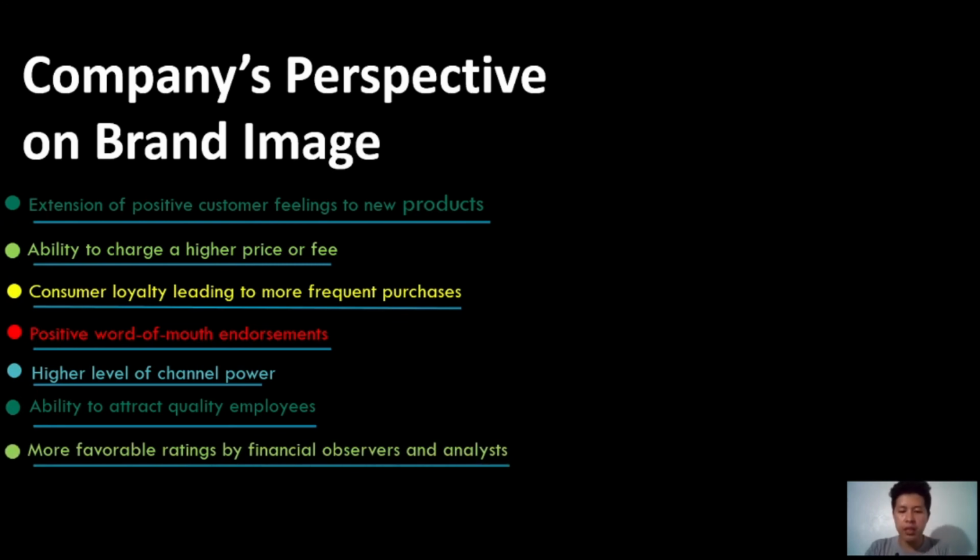Next, we have more favorable ratings by financial observers and analysts. Now, in this particular instance, when you are a known, popular brand, especially when the one making financial analysis is somebody that is using your product and is satisfied with it, the probability is you will gain favor in the eyes of financial observers. And guess what? These financial analysts and observers actually influence market decisions, especially in terms of investment in stock markets and other financial institutions that would give you the opportunity to expand in an unprecedented manner.